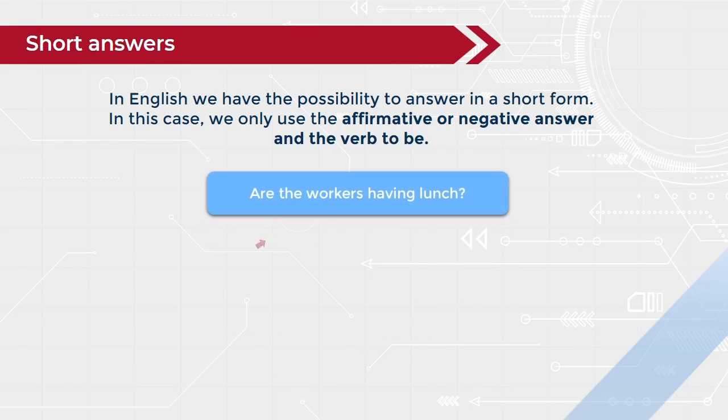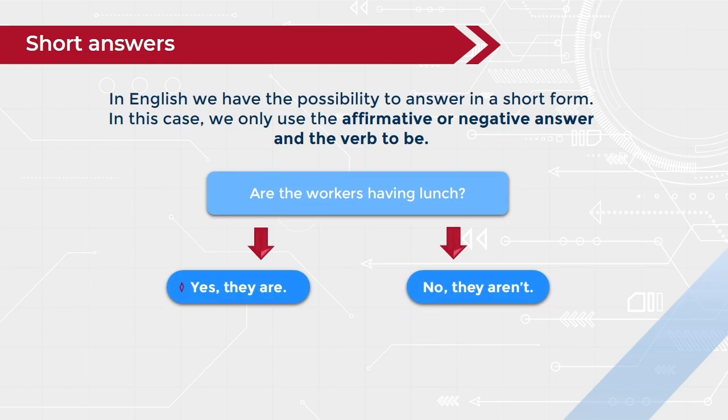Another example. Are the workers having lunch? Yes, they are. Or no, they aren't. Note, in short answers, we don't use the workers. We use the pronoun they.